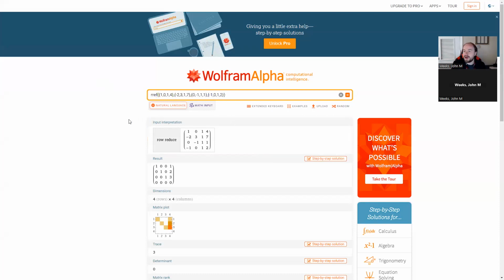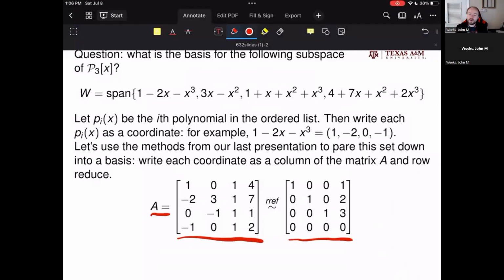And then Wolfram Alpha says, okay, I can go through and row reduce this. The reason we're using it for this is that going through and doing the row operations might take some time. So instead, I'm just going to go ahead and plug it in, see what kind of result I get. And I'm going to come back to my slides now to see what that looks like. So here is our row reduced matrix.